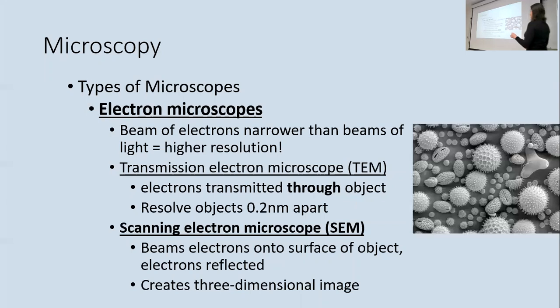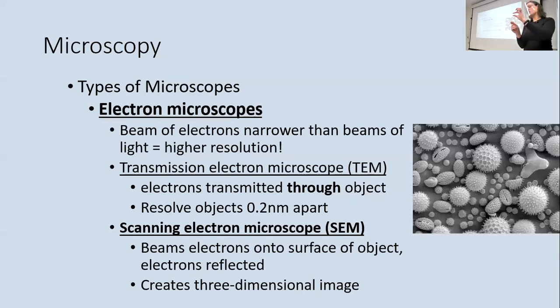SEMs, scanning electron microscopes, beam electrons at an object and then record the electrons bouncing back. So that's kind of how it takes in information. The electrons are reflected back and you get a 3D image, which is kind of fun. And you get these lit up areas because when you use a scanning electron microscope, actually, if you ever have an opportunity to, it's super fun.